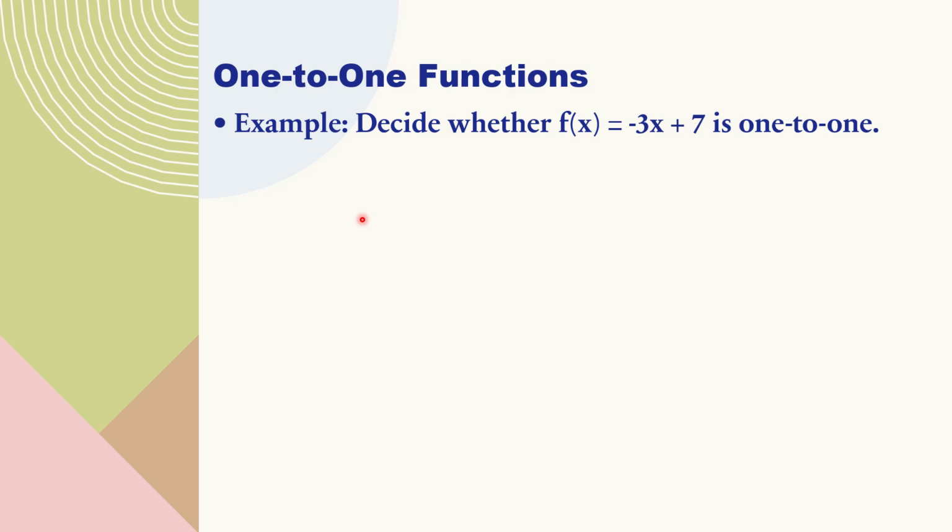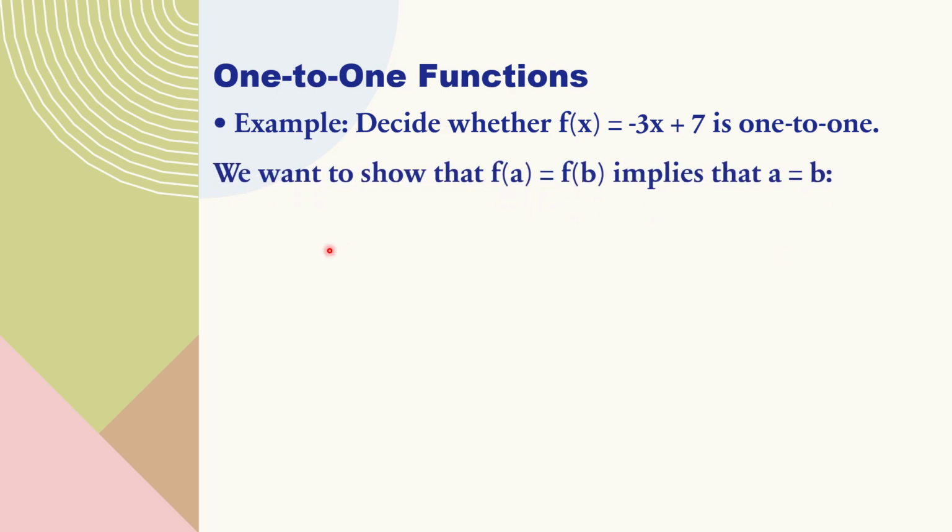Now let's check how to decide whether the given function is one-to-one or not. Let's see it with the help of one example. Decide whether f of x is equal to minus 3x plus 7 is one-to-one or not. So we want to show that f of a is equal to f of b implies that a is equal to b. So in the function f of x, we will substitute x equal to a and x equal to b, and we'll see what we get in both cases.